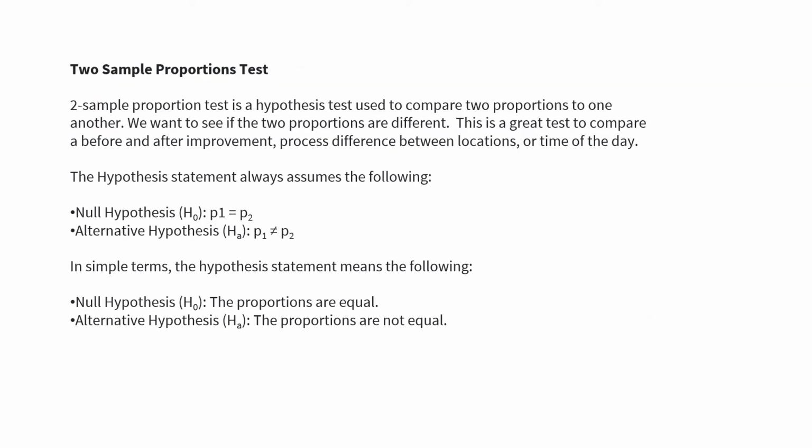Two sample proportion test. The two sample proportion test is a hypothesis test to compare two proportions to one another. What is important is that these two proportions are from two different populations, not from the same population. The null hypothesis is normally P1 equal to P2, which is proportion 1 equal to proportion 2, and the alternative hypothesis could be P1 not equal to P2. You could also have P1 greater than P2 or P1 less than P2, depending on how the question has been framed.